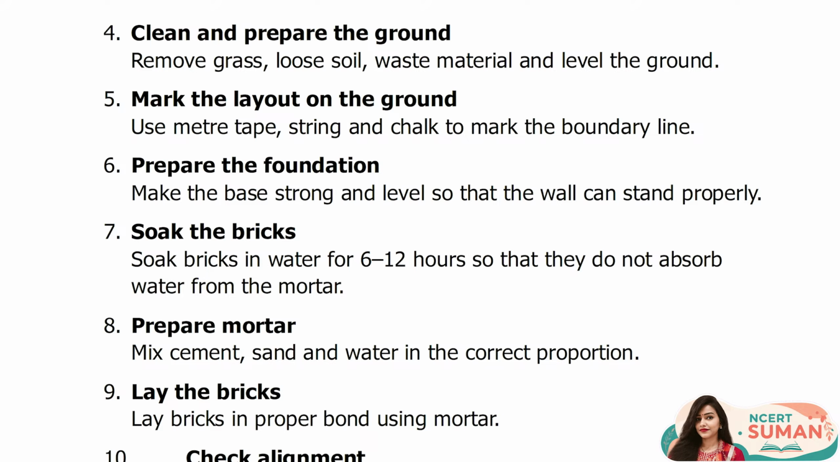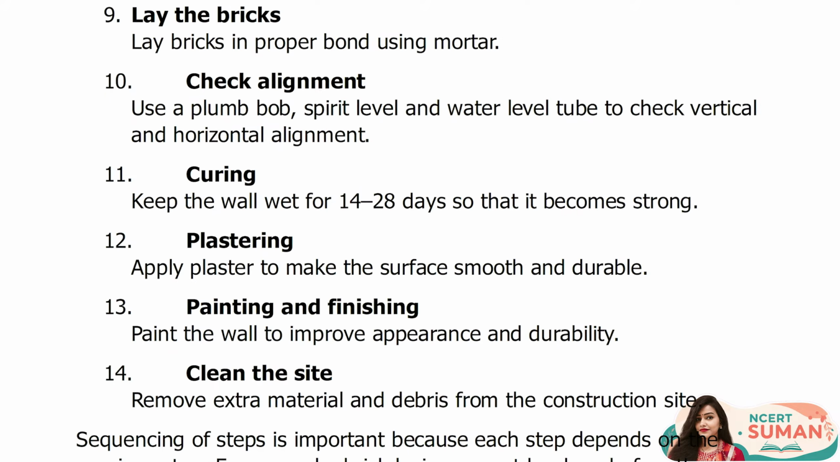9. Lay the bricks. Lay bricks in proper bond using mortar. 10. Check alignment. Use a plumb bob, spirit level, and water level tube to check vertical and horizontal alignment. 11. Curing. Keep the wall wet for 14 to 28 days so that it becomes strong. 12. Plastering. Apply plaster to make the surface smooth and durable. 13. Painting and finishing. Paint the wall to improve appearance and durability. 14. Clean the site. Remove extra material and debris from the construction site.